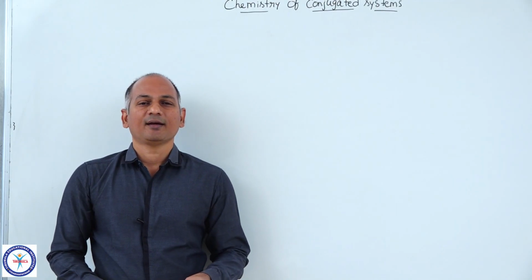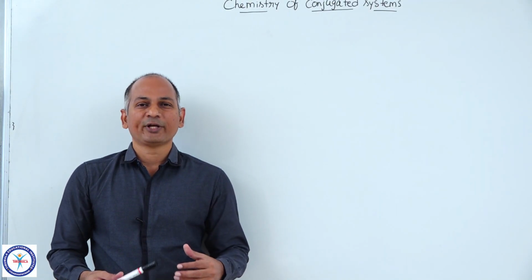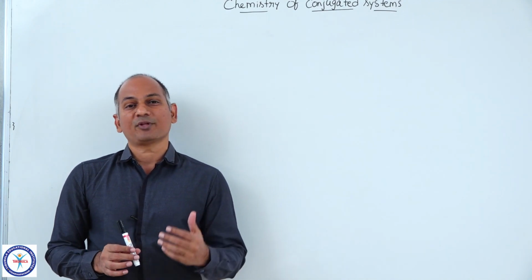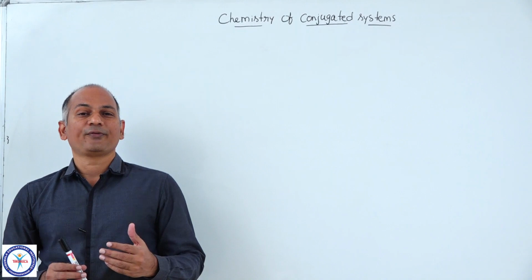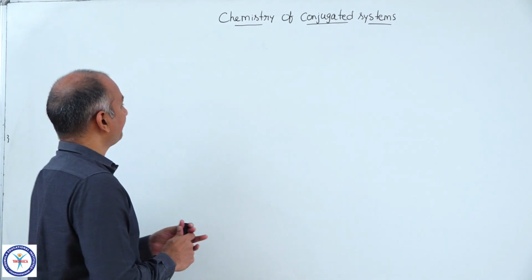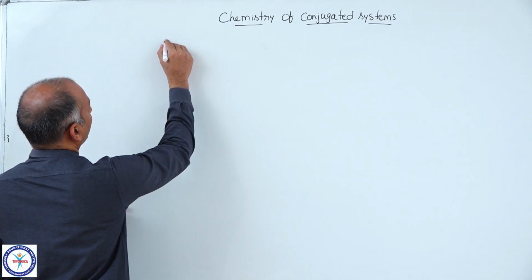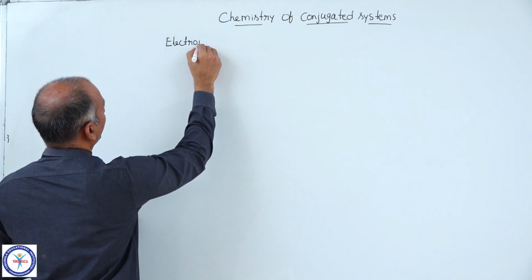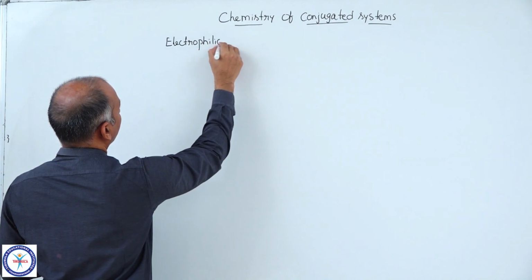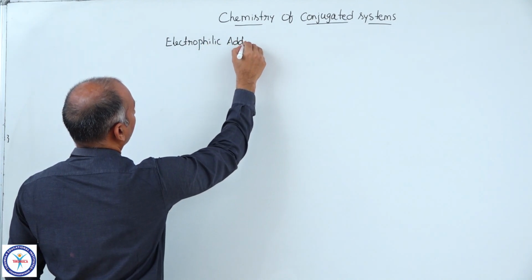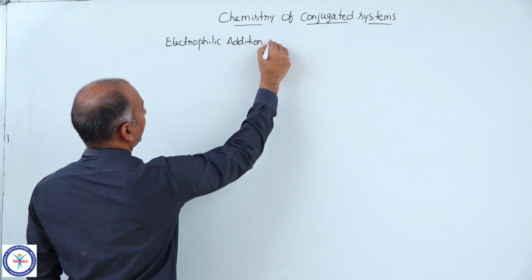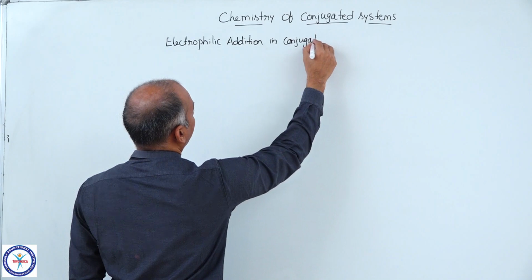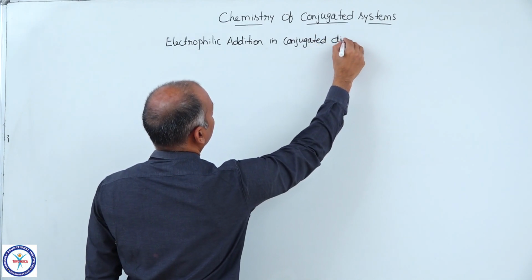So I told you already, I am going to discuss 3 different reactions of these conjugated systems. Let me come to the first one, that is electrophilic addition. Okay. Now suppose if you take electrophilic addition in conjugated systems, you can say conjugated dienes.